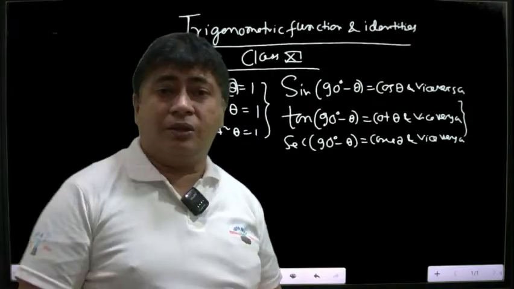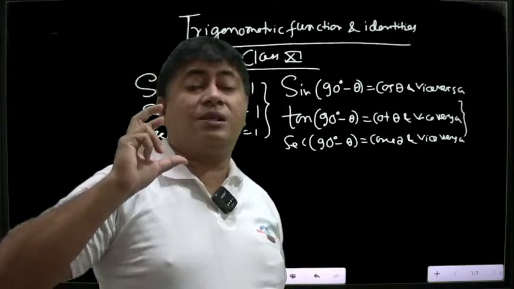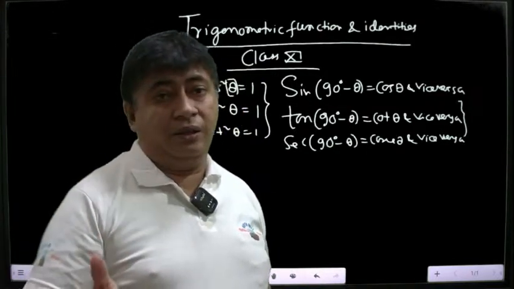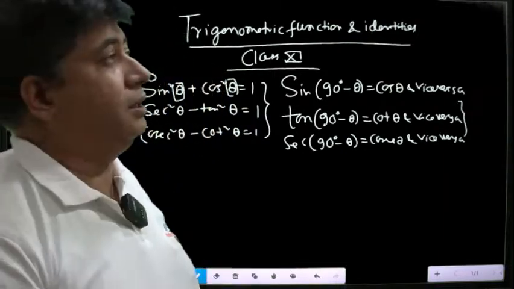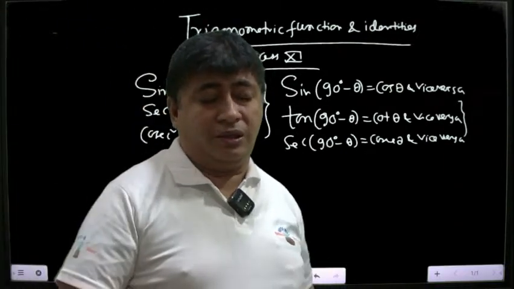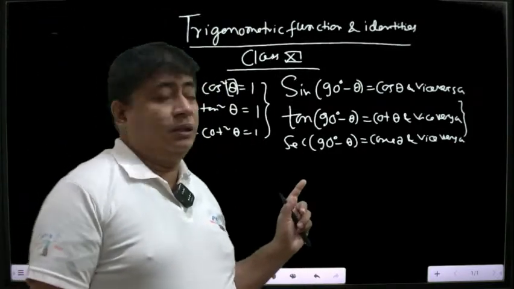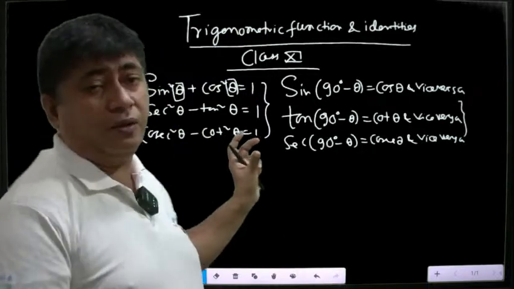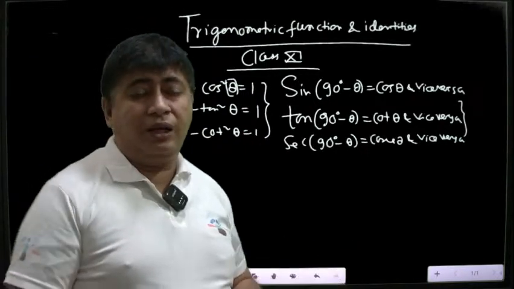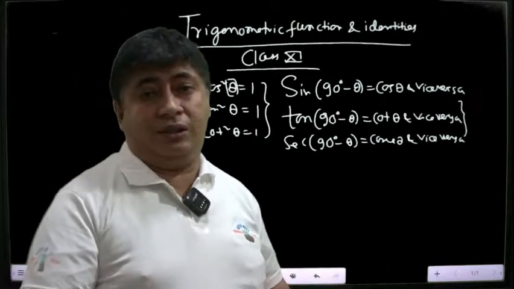You had gone through the basic trigonometrical table where some standard values were given against the trigonometrical ratios, like sin 0 is 0, sin 45 is 1 by root 2, all these things. So you are quite familiar with all these formulas and basic concepts. Today we will induct something more on it.